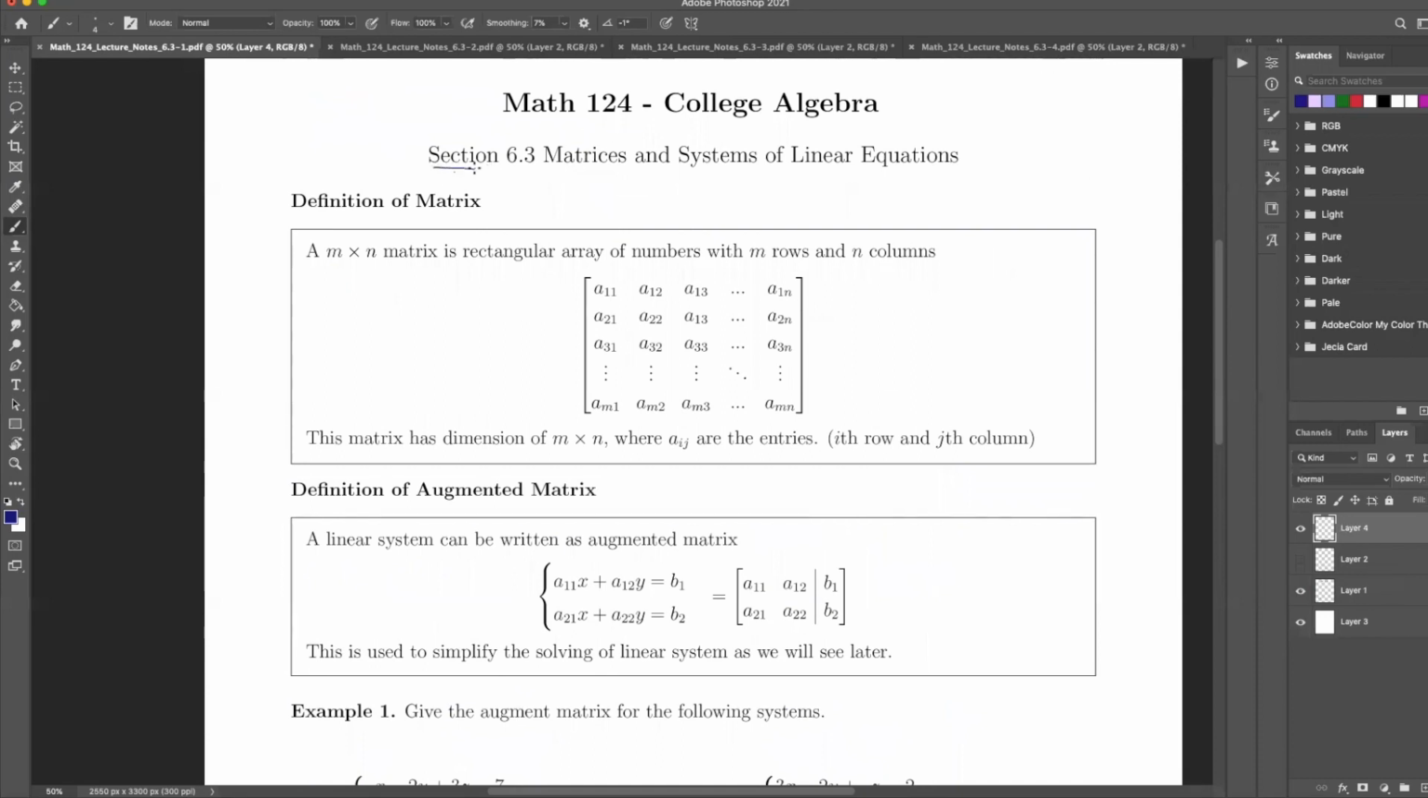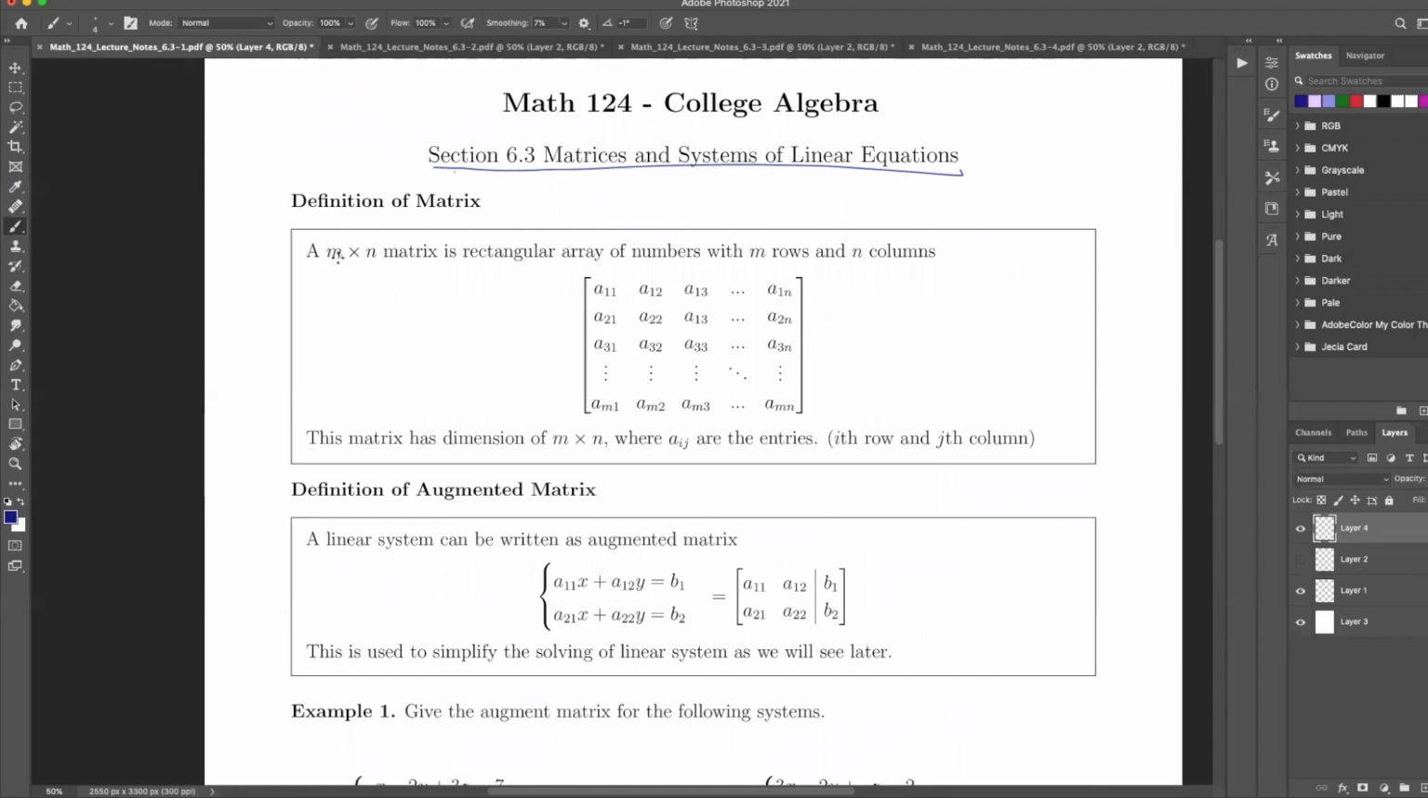All right, so here we're going to be in section 6.3, Systems of Linear Equations. So here we're going to define a matrix.